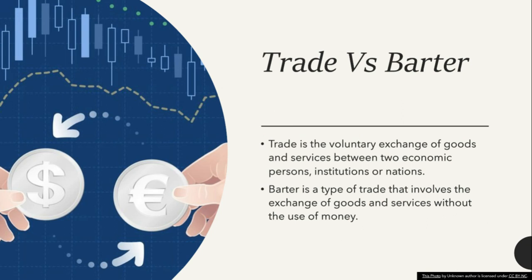So you'll hear of Jamaica sending bananas to the different parts of the world, and other countries, we're importing and exporting. So that is trading. Barter now is actually a type of trade, right? Because it involves the voluntary exchange of goods and services. But it is the exchange of goods and services without the use of money. So that's the difference between barter and trade.